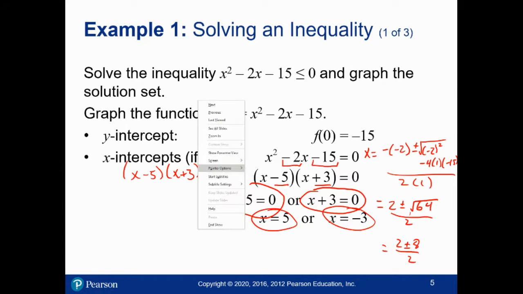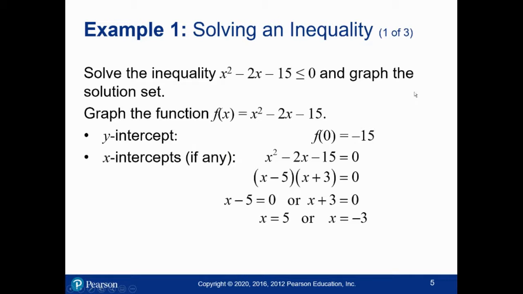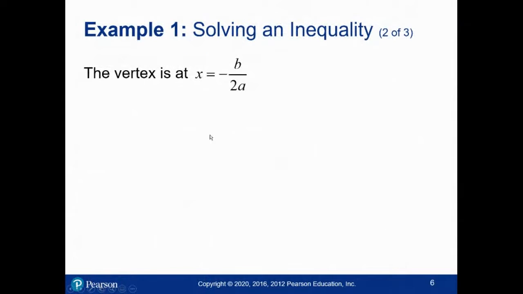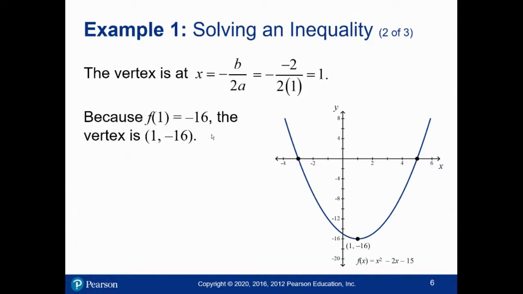Okay. So if you are not very good at doing this factoring, you can do the quadratic formula as long as you are comfortable working through that. So we found two x-intercepts. Okay. So we have a y-intercept and two x-intercepts. So to find the vertex, we can apply this negative b over 2a. X is 1. Okay, and if I plug that in, we'll get out y is negative 16. So 1 comma negative 16 is the vertex.